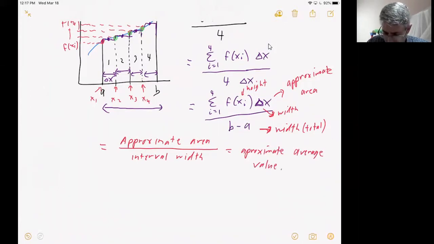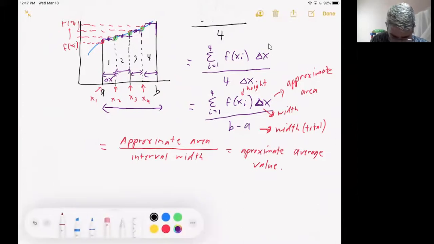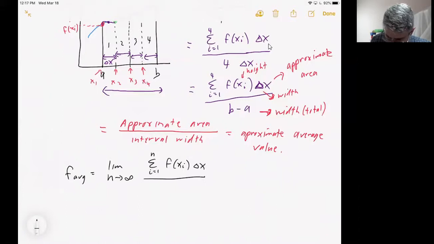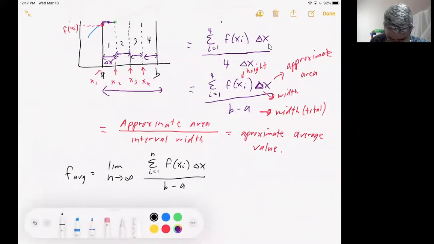If we wanted to turn the approximation into an exact amount, this is where calculus comes in, and with Riemann sums, I could say that the average value, and we'll call that the average value of f, is the limit as n goes to infinity of the summation from i equals 1 to n of f of x sub i delta x, all over b minus a. Now, the numerator of this, I'll just highlight that.